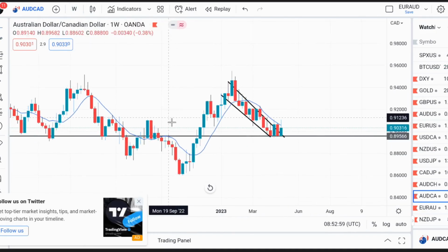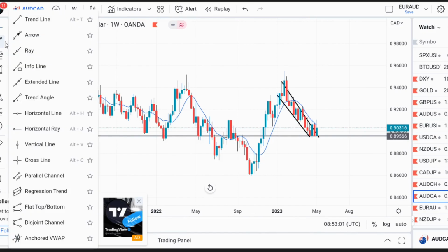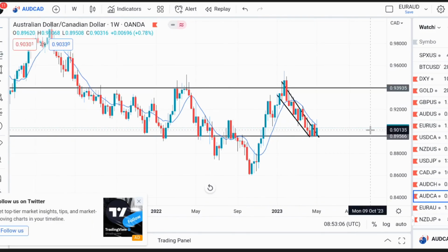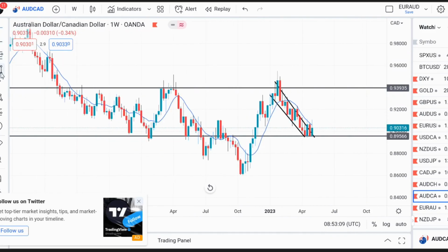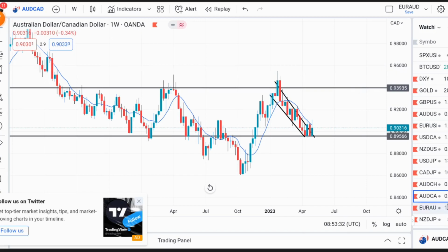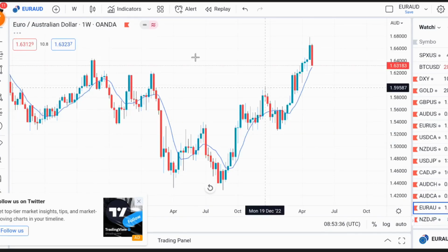Actually, this is what we see right here. So this is the next resistance level. So the Canadian dollar to the upside. So this is what I'm looking at. I will not be taking our upside trade if I see a break below the level of 0.89566. So this is what I'm looking to trade on AUD Canadian dollar to the upside, and this is where the opposite effect might actually come in at 0.93935.